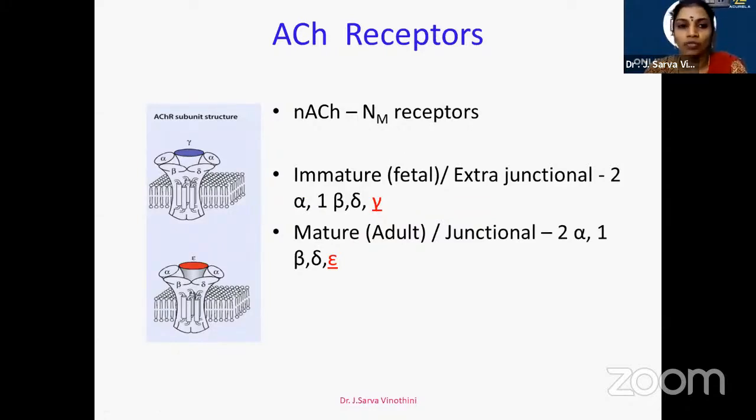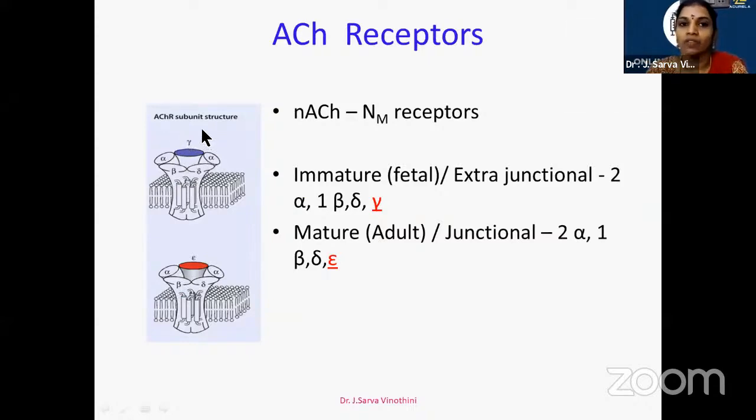And we are aware of the 2 kinds of the receptors. This receptor is a pentameric subunit, which has 5 units. It is stacked in a barrel shape. Both the isoforms have 2 alpha subunits where the acetylcholine comes and binds, and 1 beta and 1 delta subunit. The difference lies in this unit. The mature or the junctional form or the adult type has an epsilon unit, whereas the fetal type or the immature form or the extrajunctional form has a gamma subunit.